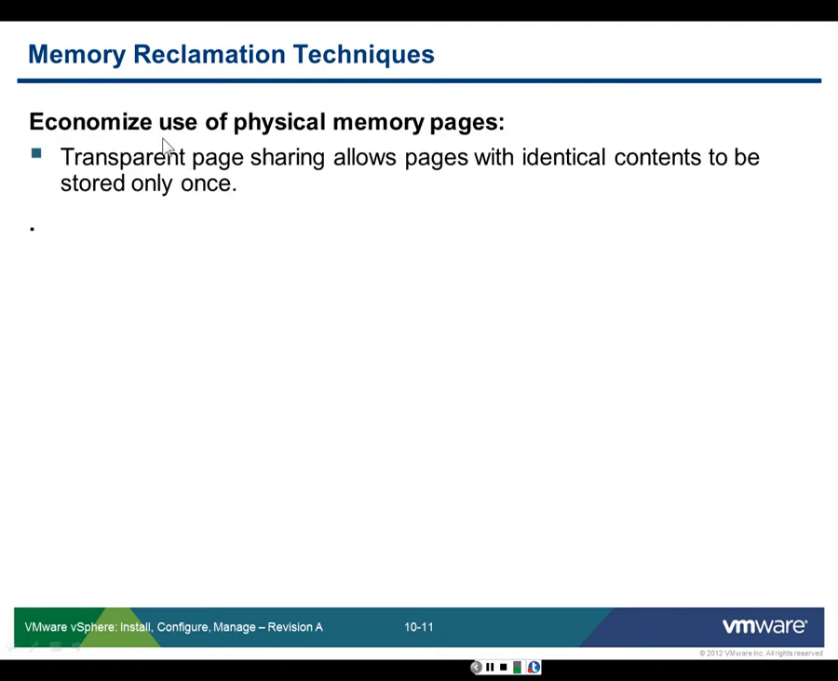The first one is economize use of physical memory pages. Transparent page sharing is where pages with identical contents are stored only once. And I believe we've talked about that before when we talked about storage on the hard disk.